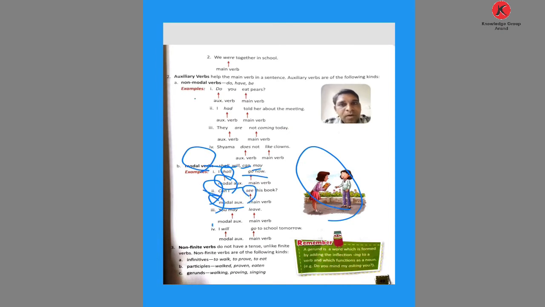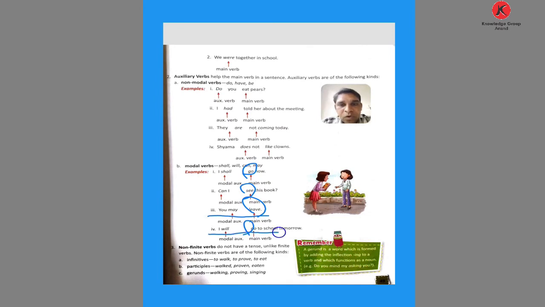With this modal auxiliary verb, we use the main verb. What do we use? The main verb, not the past form, not the past participle or present participle. Use only the base main verb. See, here go, see, here leave, here also go. You may leave. I will go to the school tomorrow. That is the modal verbs.